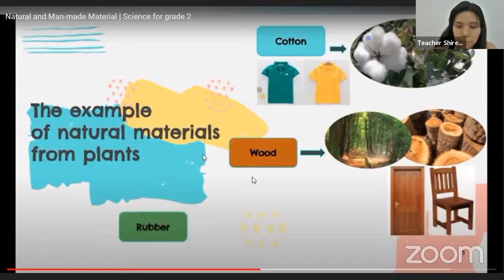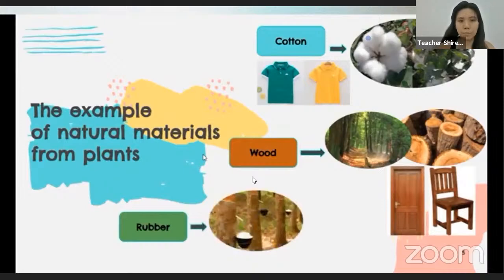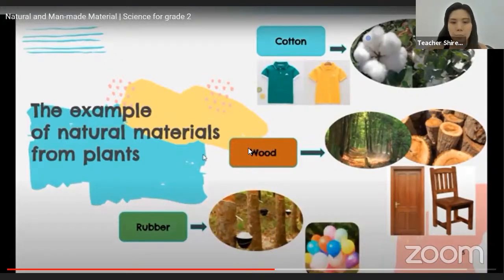Alright, next, rubber. We can get rubber from rubber trees. It can be used to make balloons and erasers.